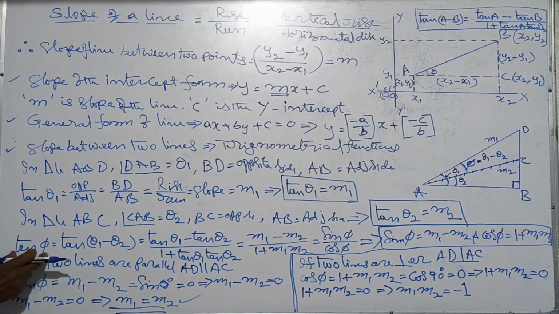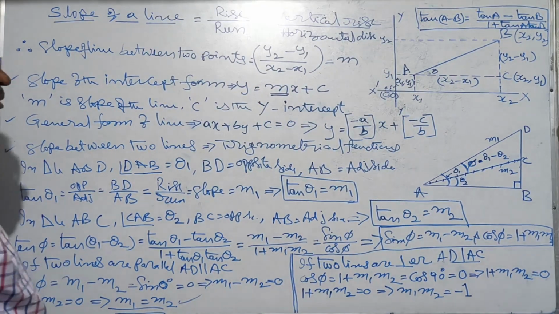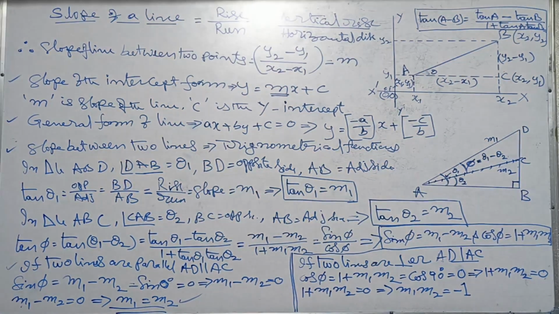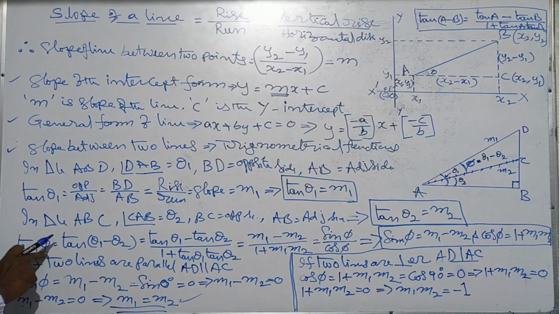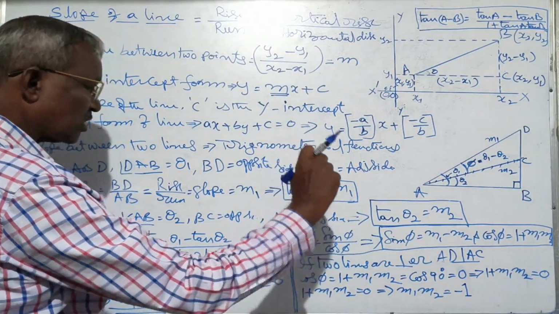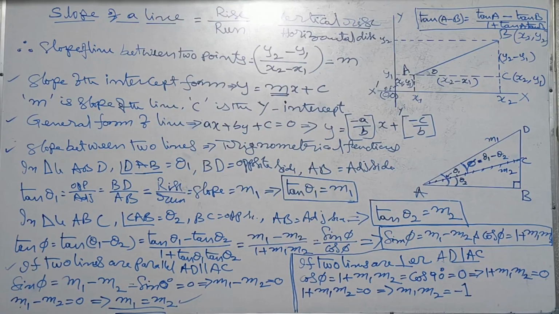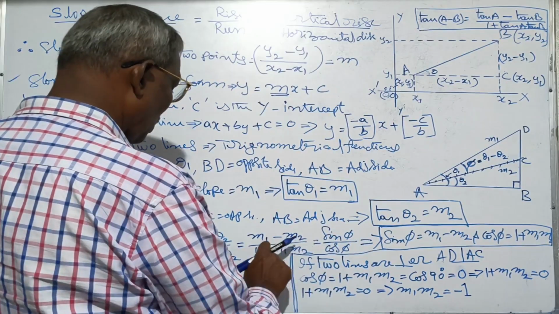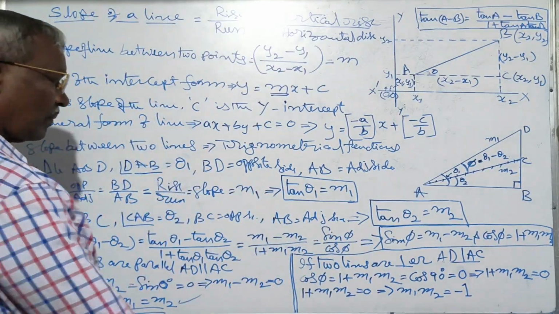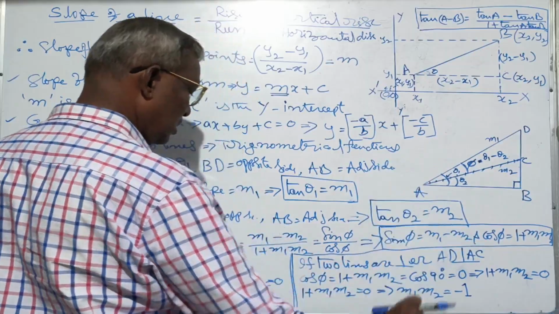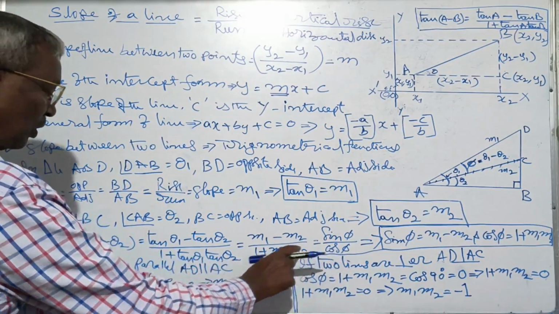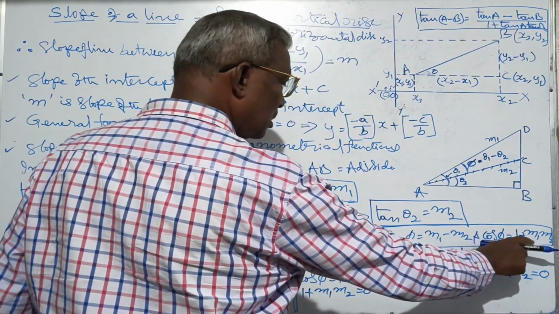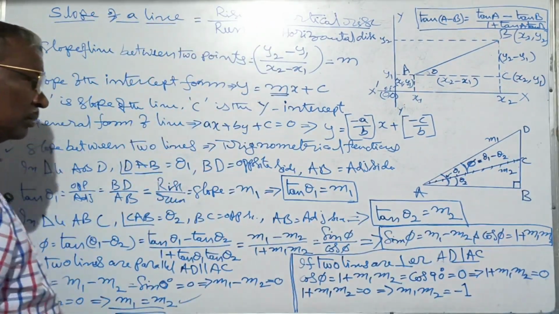What is tan? Tan is equal to sin by cos. Tan phi is equal to sin phi by cos phi. But here sin phi is equal to M1 minus M2, and cos phi is equal to 1 plus M1 M2.